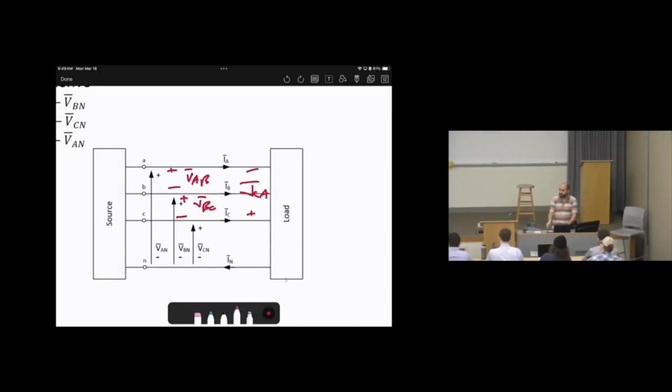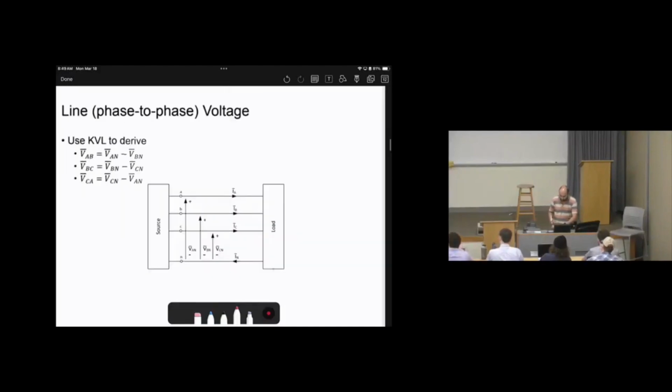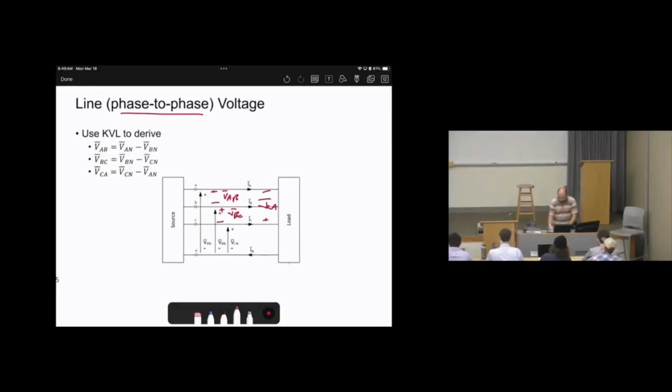So there are other definitions of the voltages, not using the neutral. That's why it's called phase to phase, or sometimes we call it line to line. So here we will not use the neutral line.